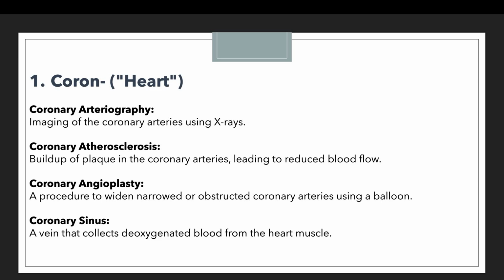Okay, then we have the next example, which is coronary atherosclerosis. Okay, so what is this? A build-up of plaque in the coronary arteries. Because of some medical issues, plaque is built up in the coronary arteries, which leads to reduced blood flow. Such a condition is denoted with the help of the terminology coronary atherosclerosis, which is initiated with the prefix coron.